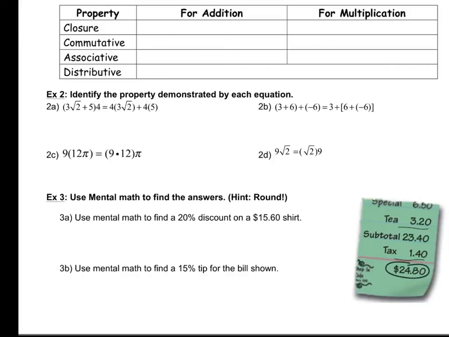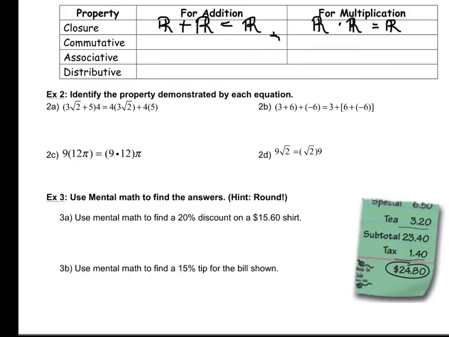The closure property means that if you have a real number and you add another real number to it, your answer will be a real number. For multiplication, if you take a real number and you multiply it by a real number, your answer is going to be a real number.